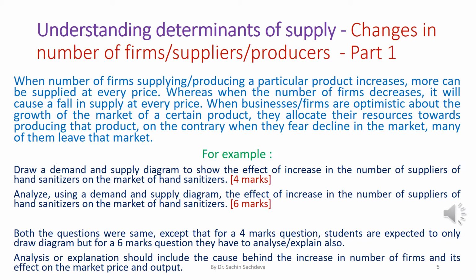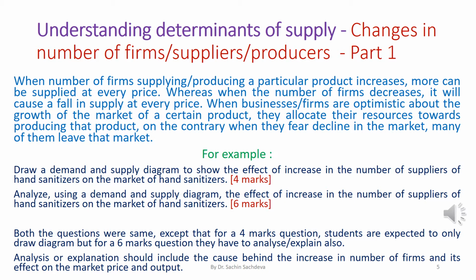First one, which I listed over there. First one does not mean that there is a particular order, just the first in the list which I have shared with you. Changes in number of firms, suppliers or producers. When the number of firms supplying or producing a particular product increases, more can be supplied at every price. Whereas when the number of firms decreases, it will cause a fall in supply at every price.